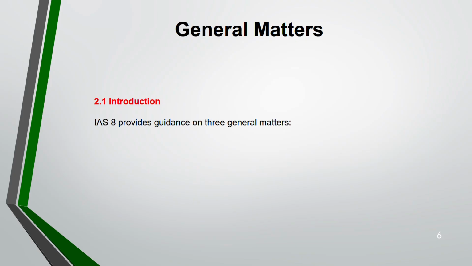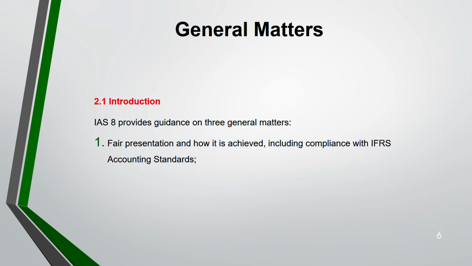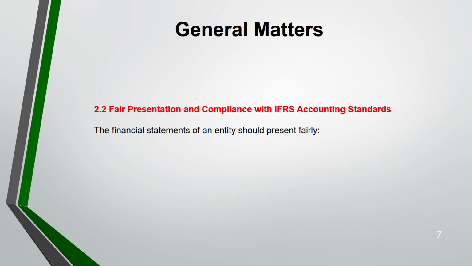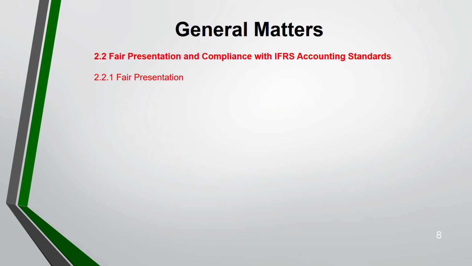Now let us go to the general matter. So IAS 8 is giving advice on 3 matters. First matter, fair presentation. You have to be able to present fairly, and how is it achieved? Simply by complying with the IFRS standards. Next, going concern. When you're preparing financial statements, it's a going concern and on accrual basis. First, comply with IFRS, then going concern basis, then accrual basis. Now, fair presentation. Financial statements should present fairly: financial position, financial performance, cash flow. These are the 3 things.